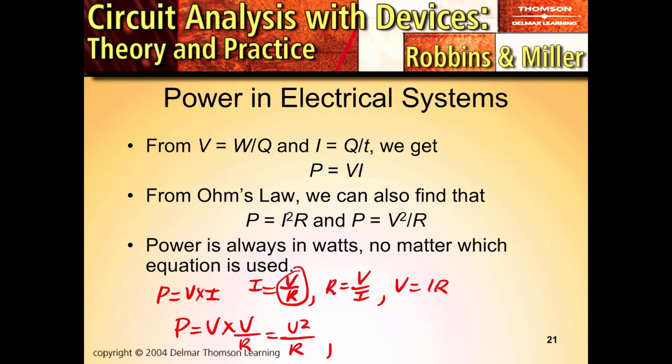Okay, what about if we wanted to express power in terms of I and R? P equals, now I've got to find the expression for V in I and R. We would say P equals I times R times I, because all we did was express V in terms of I and R. So that's going to be IR times I, equaling I squared R.